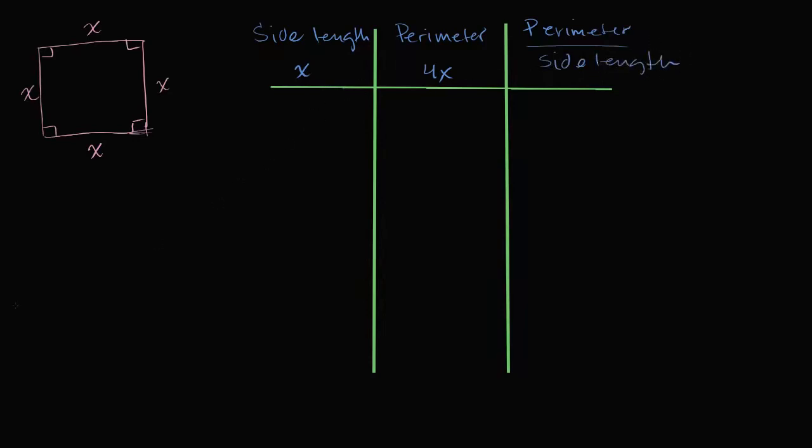So let's see, when the side length is equal to 1, what's the perimeter? It's going to be 4 times 1. 1 plus 1 plus 1 plus 1. It's going to be 4. And what's our ratio? It's going to be 4 to 1, which of course is equal to 4.